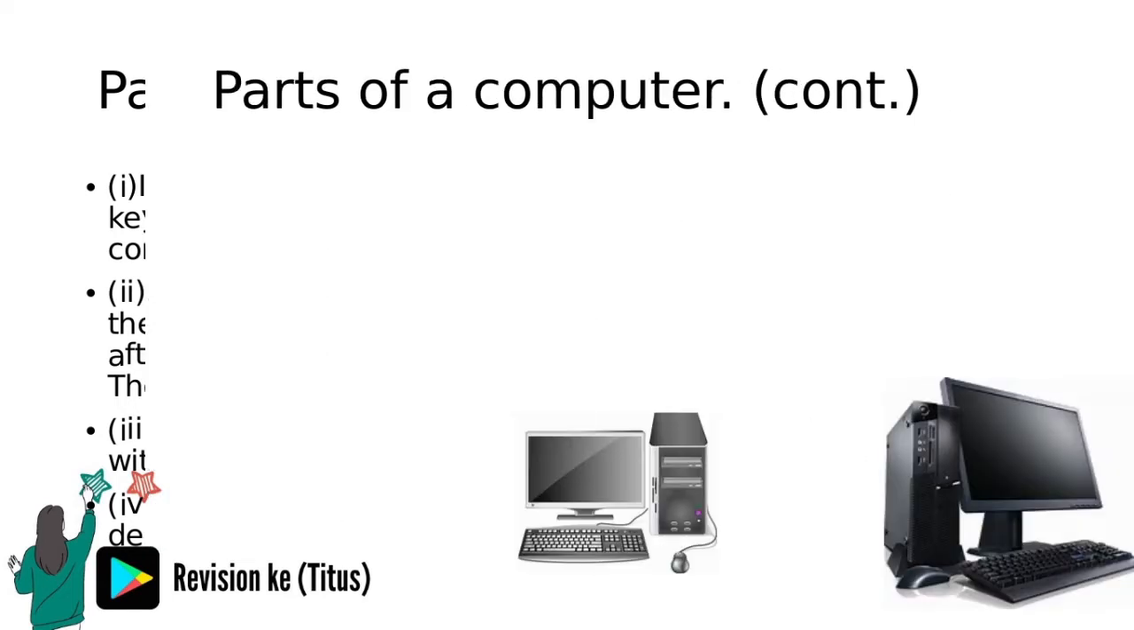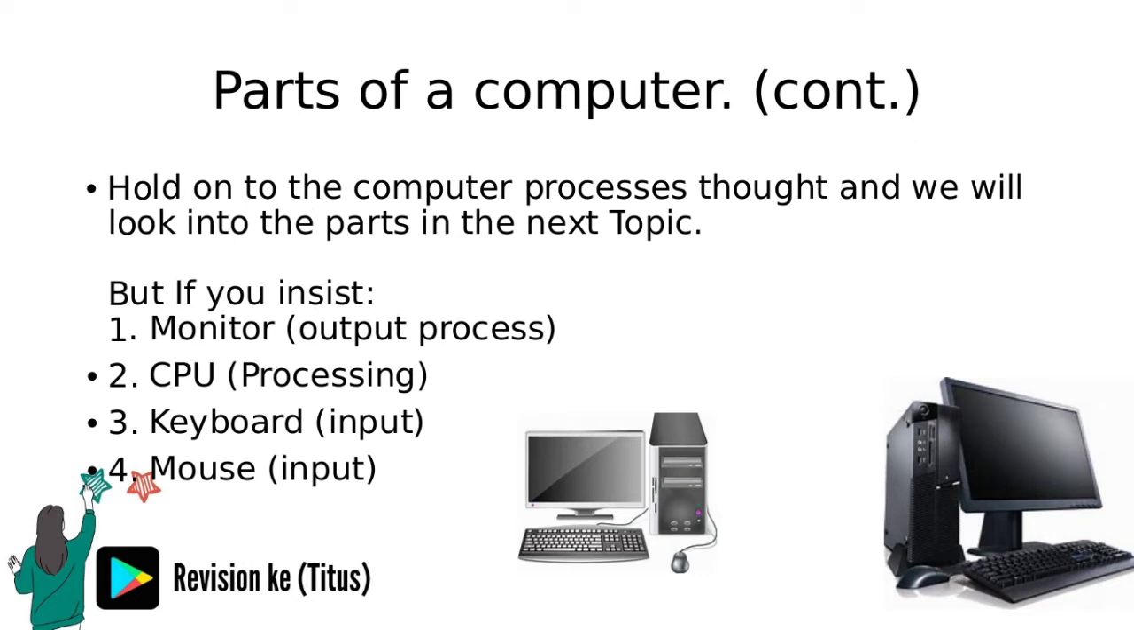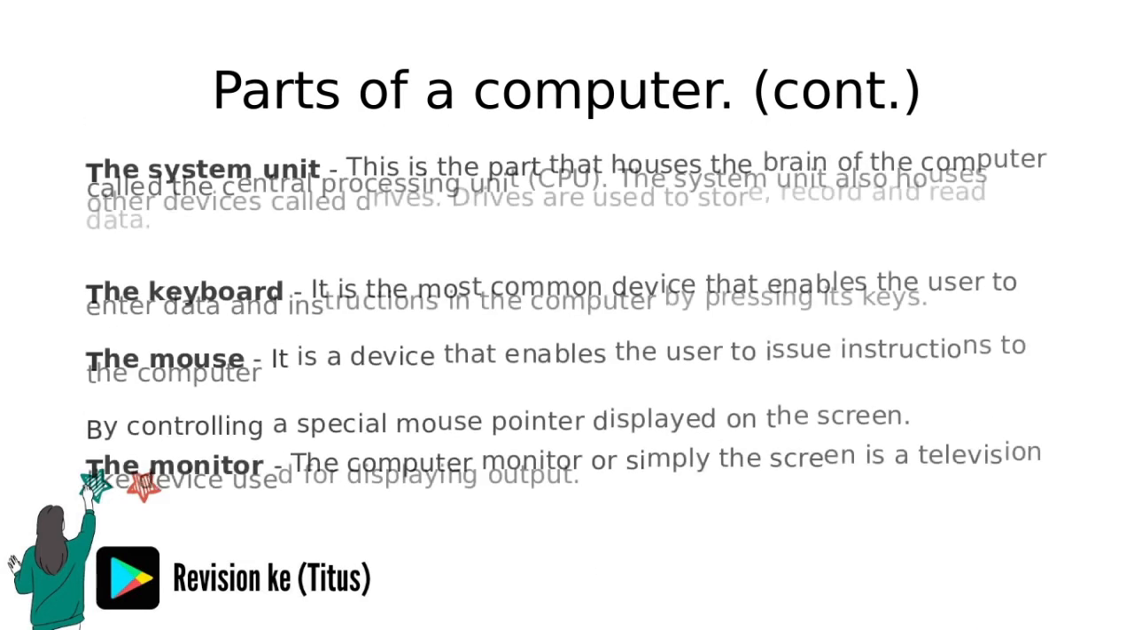And so the parts of a computer, while you hold the thought I've given you, is as you can see, there is a monitor which deals in the output process. There is a CPU which does the processing and the storage. There is a keyboard and a mouse which give the computer data to process. We'll get to more formal definitions of the same.